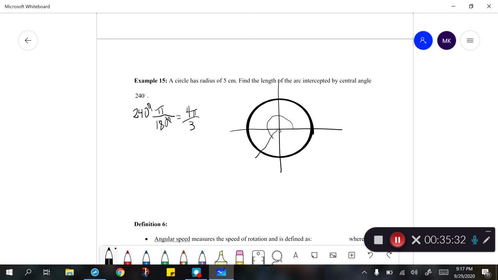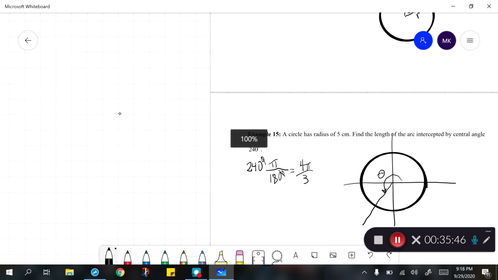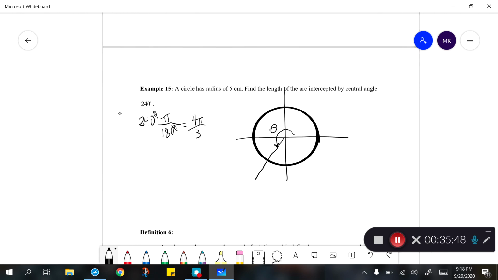Let me backtrack just a little bit and get better imagery for you. That angle there is theta. So if theta is equal to 240 degrees, which is 4 pi over 3, this is our theta. What we are looking for is this length, this is our length, S, no matter how terribly my drawing is.